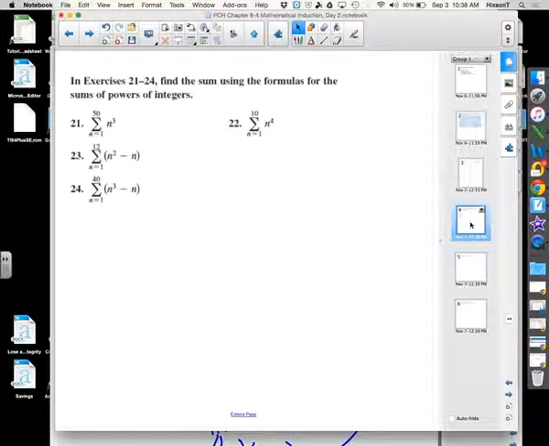Okay? So they want you to use these formulas along with things we learned before about sums. When we're using sigma notation, what can we do with number 23 here? Separate it into two different. Yeah, separate it. We have the sum of the n squareds minus the sum of the n's. Alright, and then you're going to use the formula for n squared for the one sum and the formula for n for the other sum. Okay? So, just using a few of those formulas.